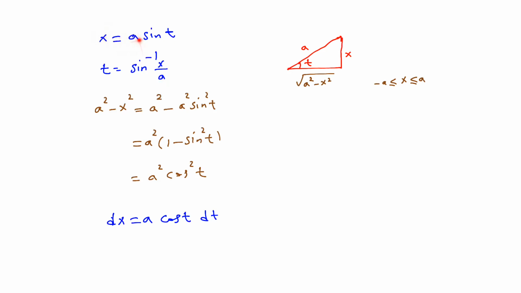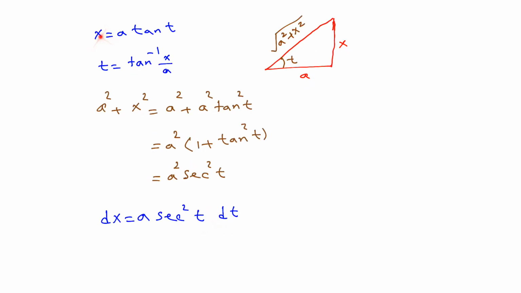If we assume x is a sine of t, t would be sine inverse of x over a, since sine of t is x over a. a2 minus x2 is a2 times 1 minus sine squared of t, which is the same as a2 cosine squared of t. And dx is a cosine of t dt.